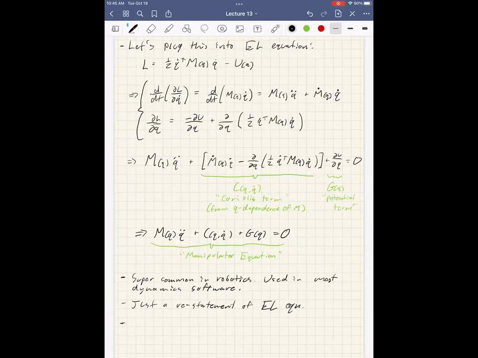So also, a lot of the software packages that you'll encounter basically wrap these two terms together. That's very common, and they call it the dynamic. Yeah. In the past, when I've seen it, the Coriolis term keeps the q dot on the outside. You just have it nested inside.